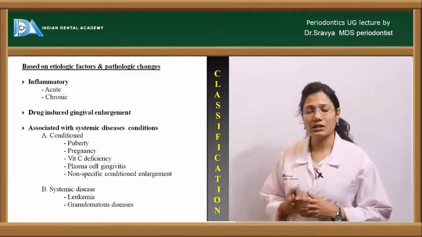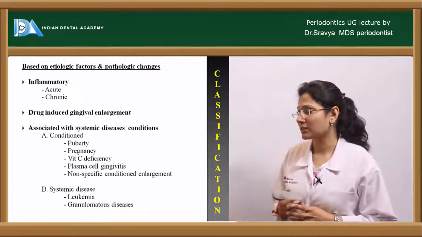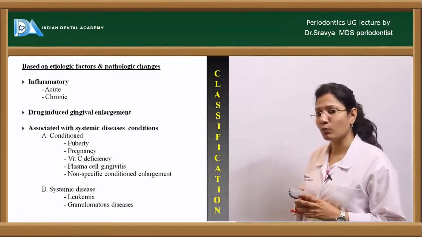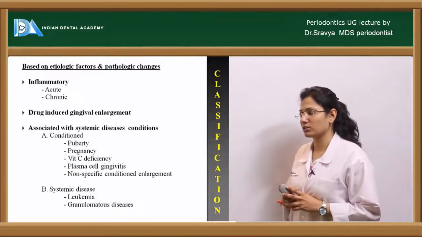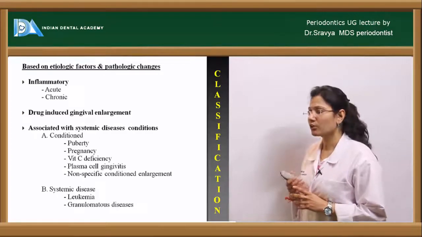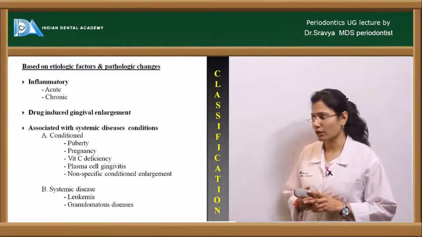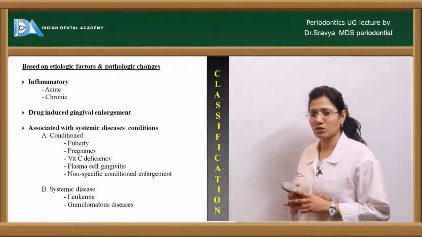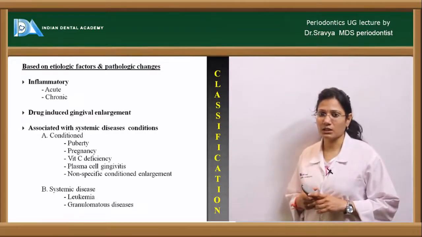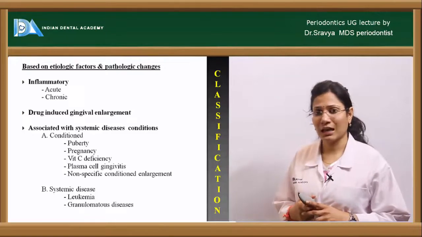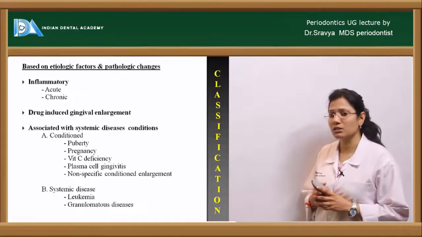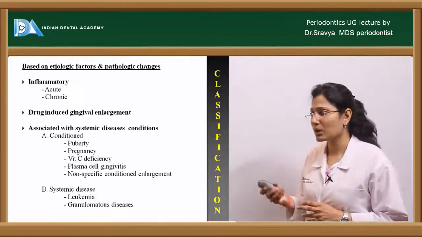Now, let's see the basic classification system based on the etiological factors and the pathologic changes. We can classify gingival enlargement as inflammatory gingival enlargement, which can be either acute or chronic, or else drug-induced gingival enlargement. Certain drugs are responsible for causing gingival enlargement, like antihypertensives, anti-epileptics, and immunosuppressants. The next category is gingival enlargement associated with systemic diseases and conditions, like conditioned enlargement and systemic diseases.